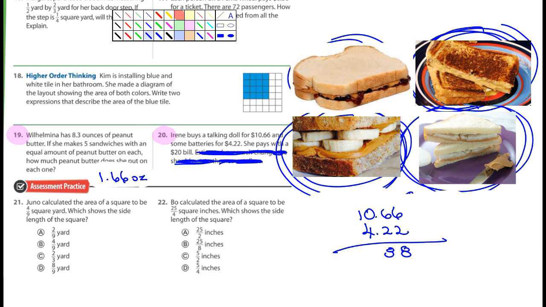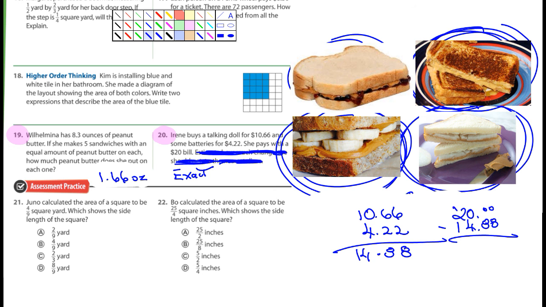It's 88. There's a 4 and there's a 1. So now we're going to take $20, that's what she paid with, and subtract $14.88. Because it says estimate change, but I want to know the exact change. How much does she get back?